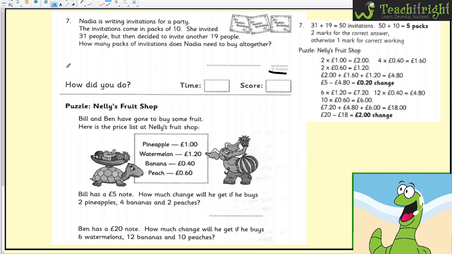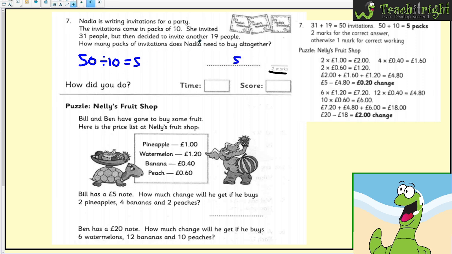Nadia is writing invitations to a party. The invitations come in packs of 10. She invited 31 people and then decided to invite another 19. So first off, how many people does she invite? Well, 31 plus 19 is quite nice because that adds up to 50 very easily. The 1 and the 9 I can add up in my head quite clearly. So that's 50 people. So that means she's going to need 50 lots of invitations, and they come in 10s. So divide that by 10, and we're going to find out that she needs 5 packs. It's 2 marks again, but you'll get 1 for working out. I think if you've written the 50 down somewhere, you'll get 1 mark, and of course if you write the 5 down, you'll get both marks for that one.